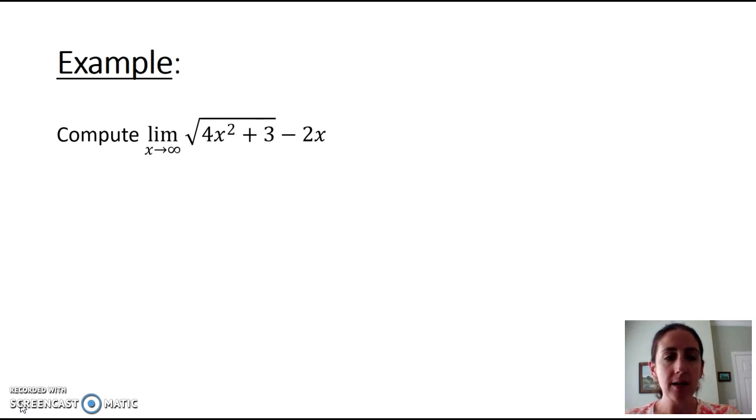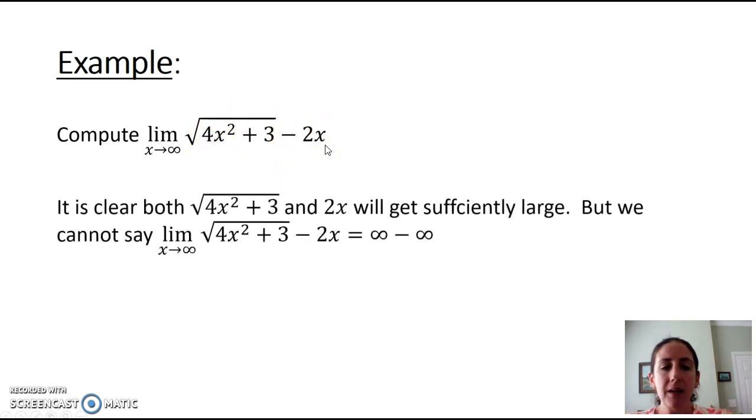Well, hopefully it's clear to you that as x is increasing without bound, this is going to increase without bound, and this is going to increase without bound. But the problem is, as this gets sufficiently large and this gets sufficiently large, we can't say that this limit is infinity minus infinity. What does that mean? That doesn't make any sense. So we're going to have to do something. We're going to have to do a math trick here, and it's actually a math trick we've done before.